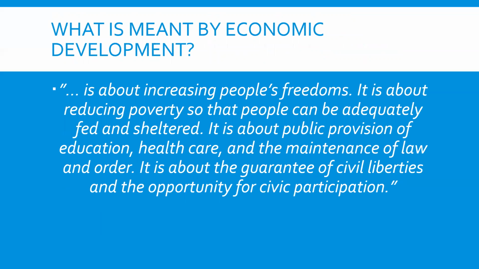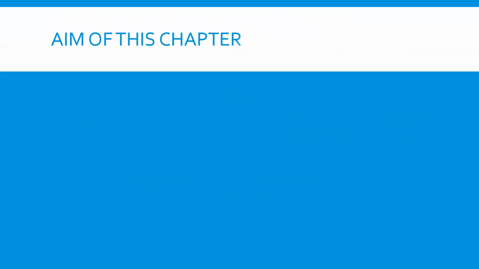So overall, what is economic development? It's about increasing people's freedoms. It's about reducing poverty so that people can be adequately fed and sheltered. It's about the public provision of education, healthcare, and the maintenance of law and order. It is about the guarantee of civil liberties and the opportunity of civic participation. Generally speaking, if you're going to define economic development, I would focus on reducing poverty, the basic want, people getting fed and sheltered, and then talk about education, healthcare, and law and order. To me, those are the main principles of economic development.